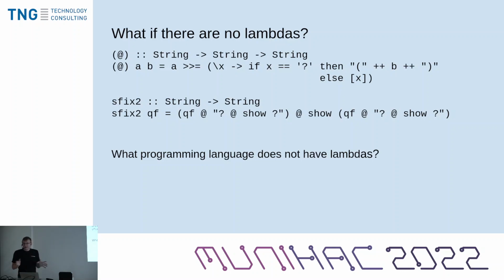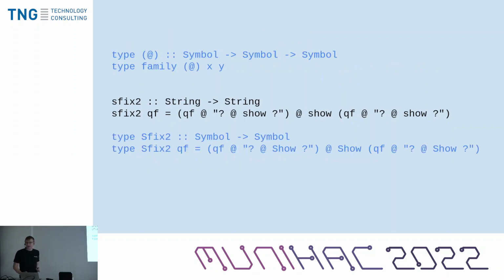I am looking for a language that every one of you uses. No. The Haskell type system. The Haskell type system has strings, they are called symbols, and we can define the staged application and the show function, and we just repeat the definition.